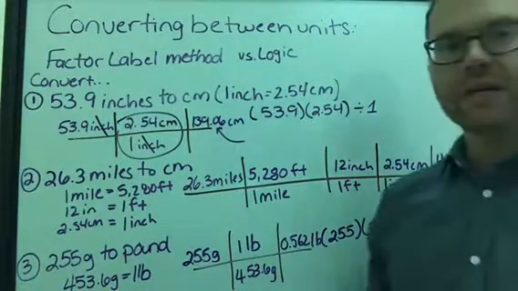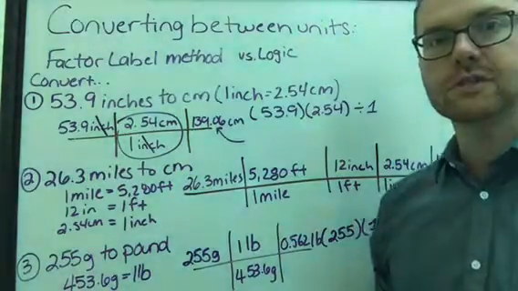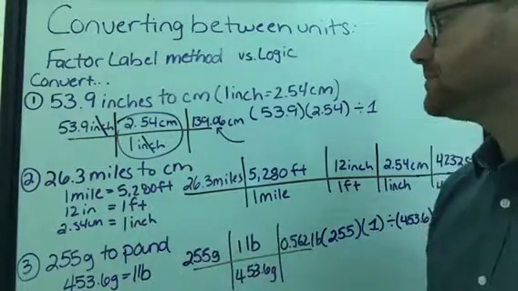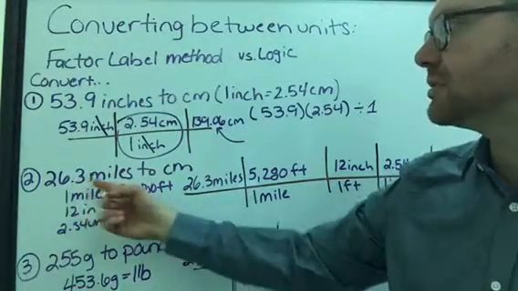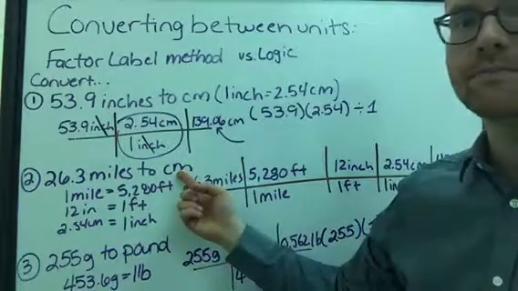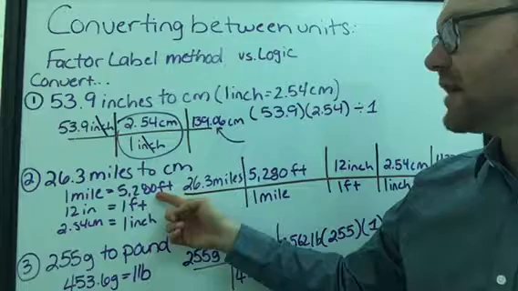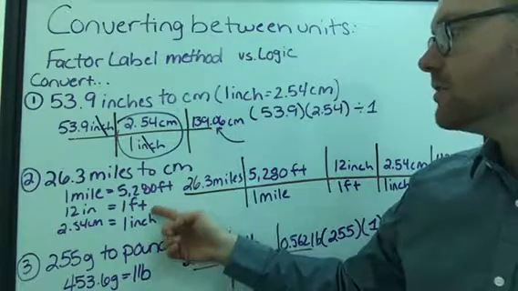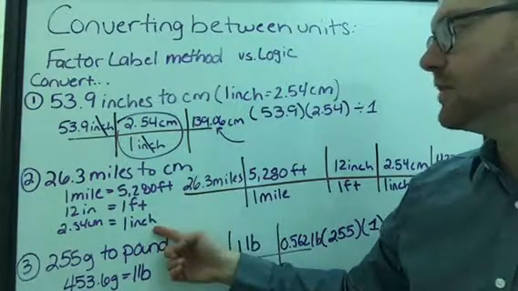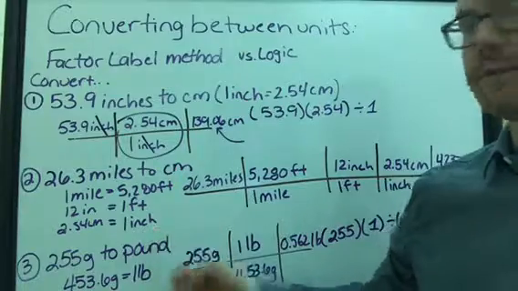Now the next one, we can use these unit conversions to convert multiple units. Here I have 26.3 miles to centimeters. So again, here are our conversion factors. For every 1 mile, there's 5,280 feet. 12 inches is 1 foot. And for 2.54 centimeters, there's 1 inch.